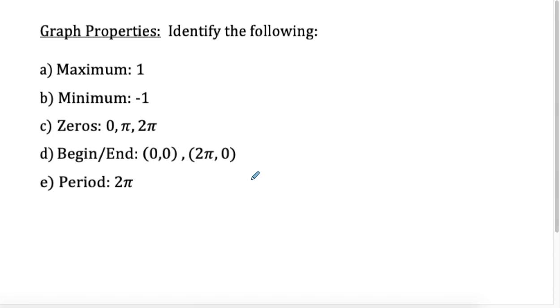The beginning and end, I just put the actual coordinate points on there. So we're beginning at the point (0, 0) and ending at the point (2 pi, 0). And then the period, this is something that we haven't talked about yet, and we'll talk more about this later. But period is just the length of one cycle.